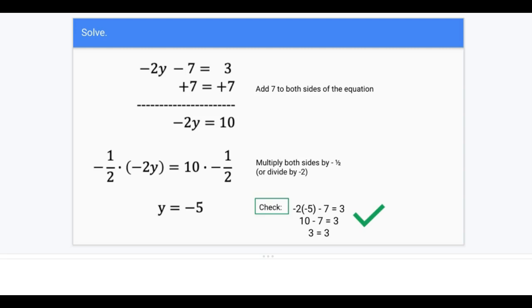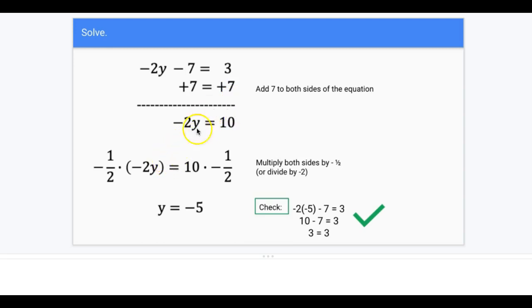So looking at this problem, as you can see, the first step is we're adding 7 to both sides. That gives us a 0 pair right here. We bring down the -2y. You end up with 3 plus 7. 3 plus 7 gives you 10.